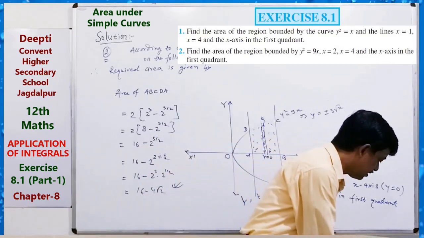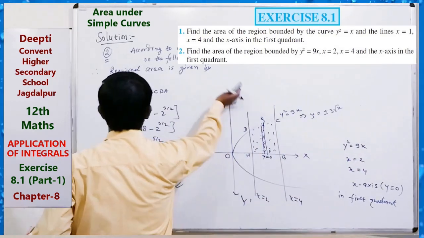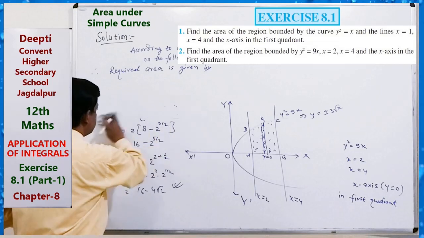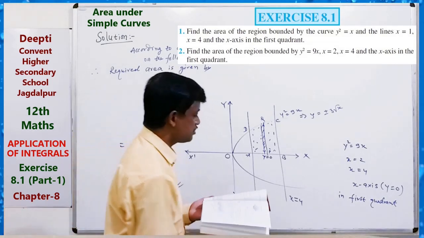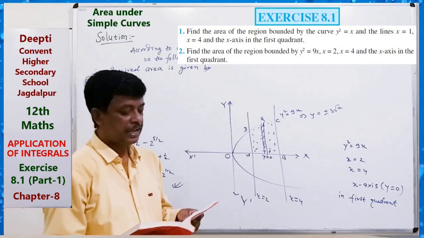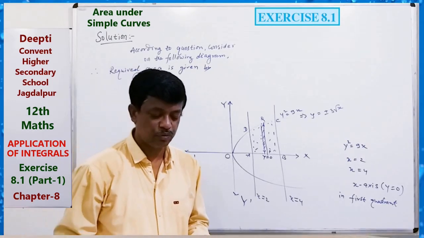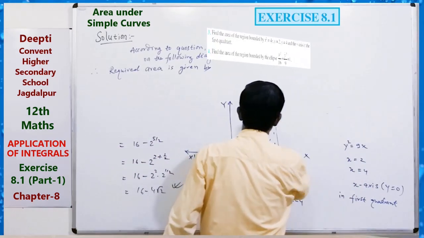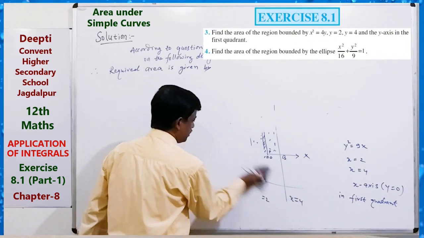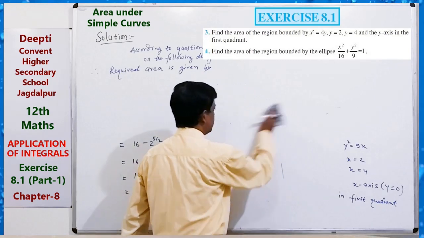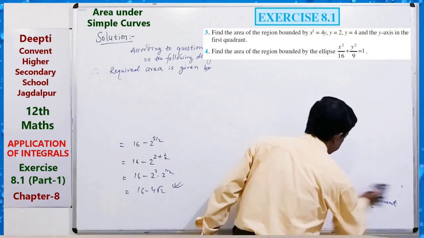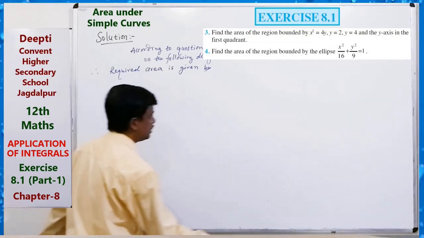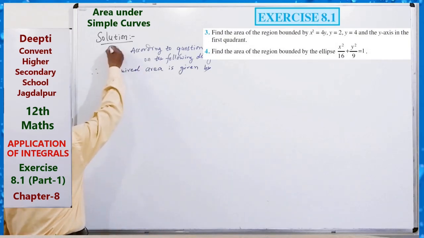Okay. Now take question third. Question third is what? Find the area of the region bounded by x square equals 4y, y equals 2, y equals 4, and the y axis in the first quadrant. It is a very similar question to the first. It is horizontally oriented. So we know the horizontal formula here in the first quadrant. So draw the diagram for question third.